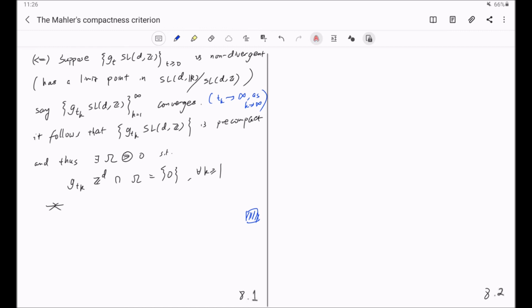And Mahler's compactness criterion, together with this corollary, will be the foundation of the so-called Dani's correspondence principle, which I am going to introduce later.